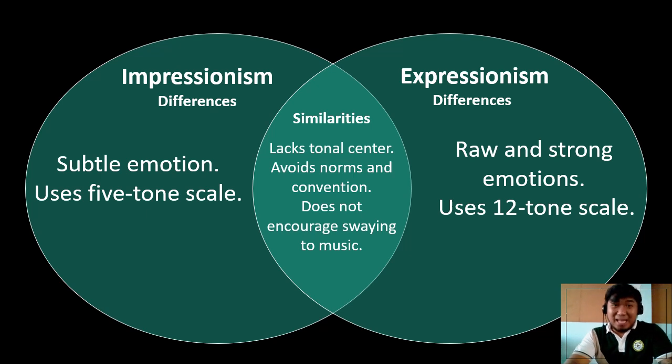Para mas maintindihan natin ang pagkakaiba ng Impressionism and Expressionism, may Venn diagram tayo dito. Para mas makita natin ang pagkakaiba at pagkakapareho ng dalawa. So Impressionism: subtle emotion, uses 5-tone scale. Expressionism naman: raw strong emotions, uses 12-tone scale. Similarities o yung pagkakapareho nila: lacks tonal center, avoids norms and convention, does not encourage swaying to music.